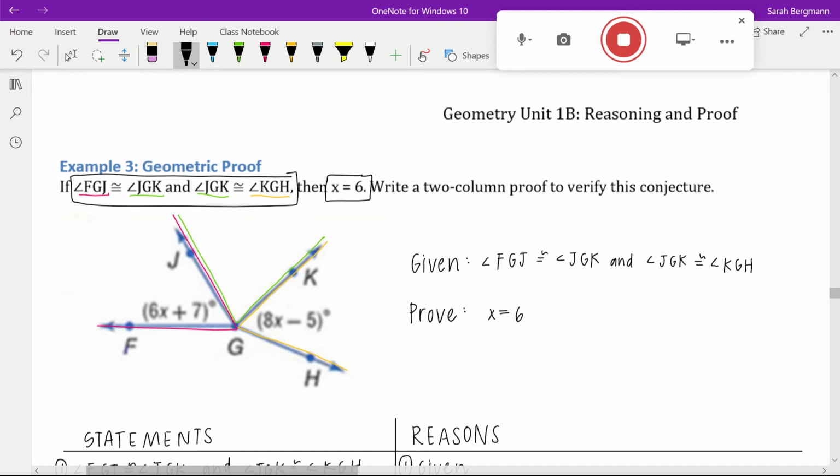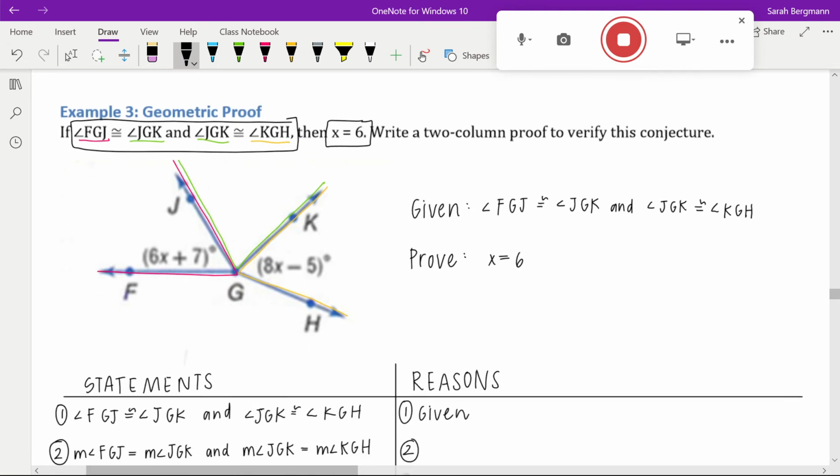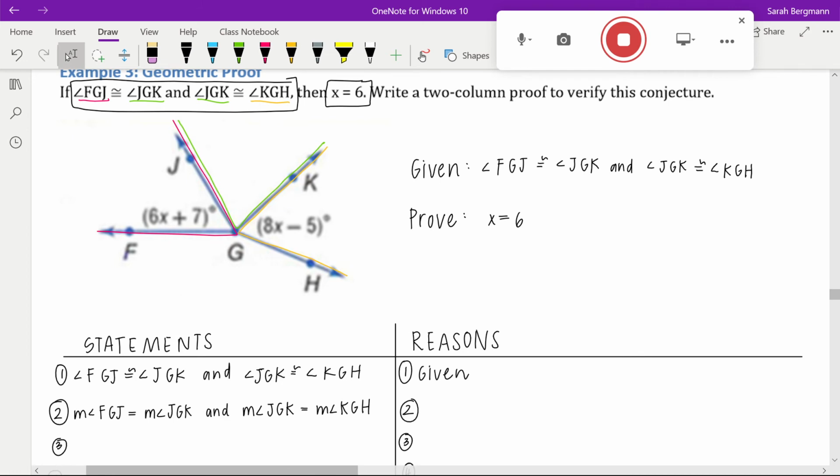Well, I know that congruent angles, the definition is that they have equal measure. So I'll write that down as my first step. So I always have to start again with the given, and then I can say my first step. I know that these angles have to have the same measure because that's the definition of congruent angles.